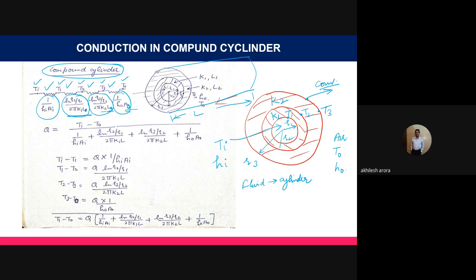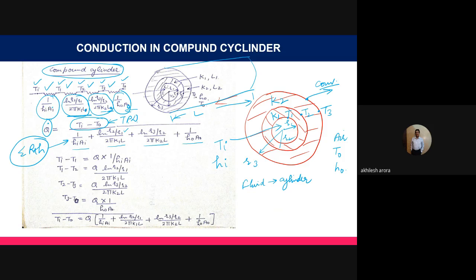So finally we can calculate Q dot, which is given by Ti minus T naught, because this is the overall thermal potential difference, divided by the sum of R thermal, by analogy to the electrical circuit. So that is 1 over Hi Ai, plus log natural r2 by r1 over 2 pi K1 L, plus log natural r3 by r2 over 2 pi K2 L, plus 1 over H naught A naught. And this can also be calculated using this particular equation.